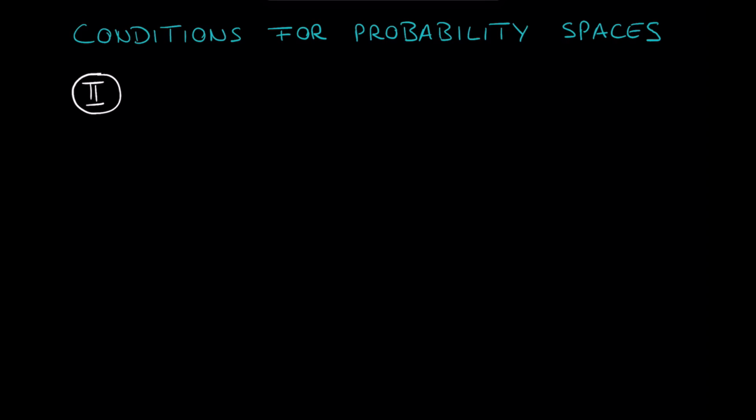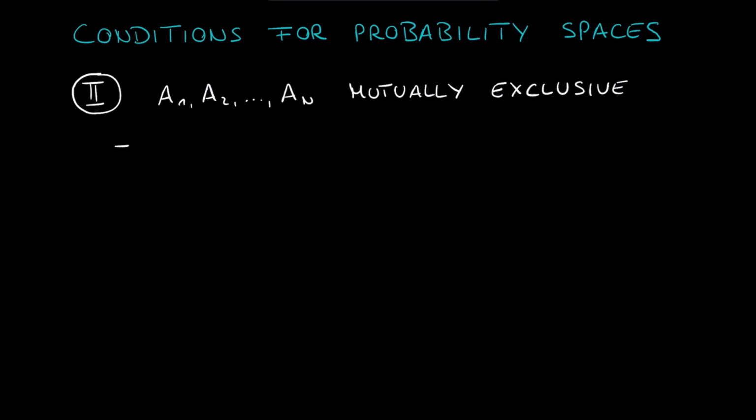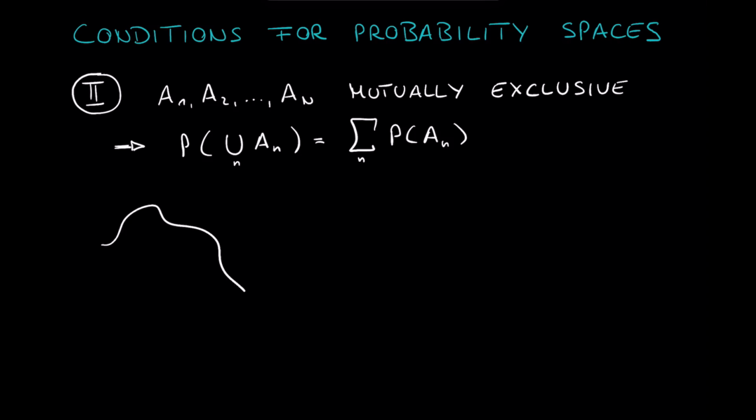The second condition of probability spaces tells us how we can deal with multiple experiments or events. If we have n events which are all mutually exclusive, which means that the outcomes in the sample spaces do not overlap, then we can compute the probability of the union, so the combination of the events, by the sum of the individual probabilities. This principle can be illustrated in the following way.